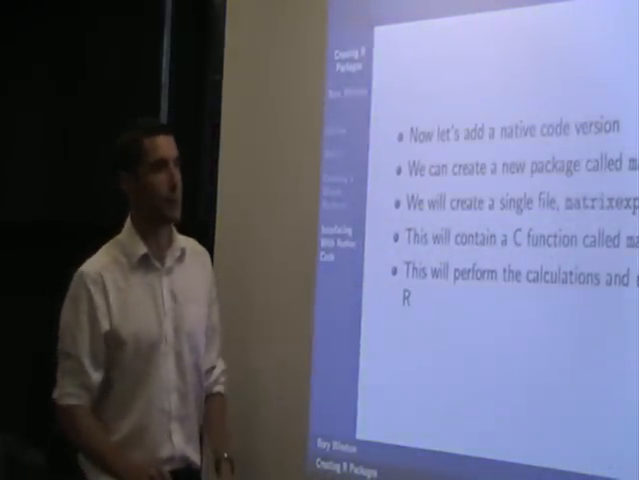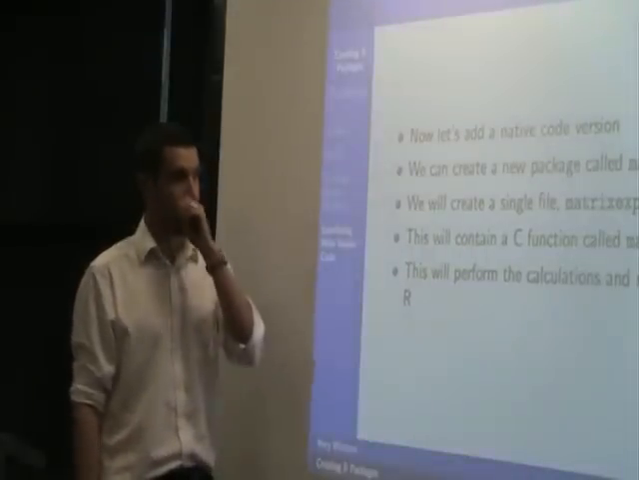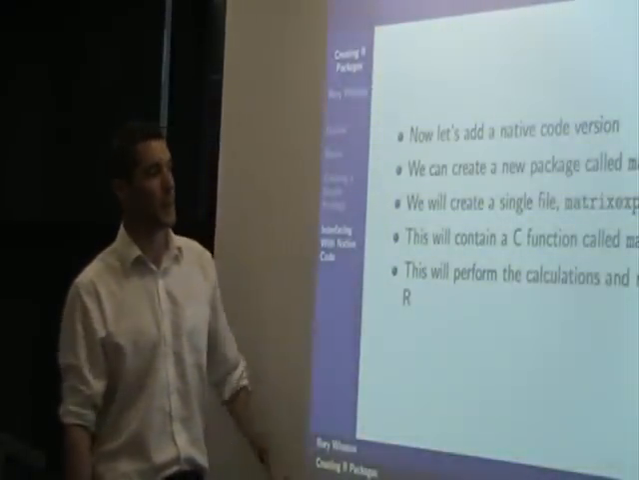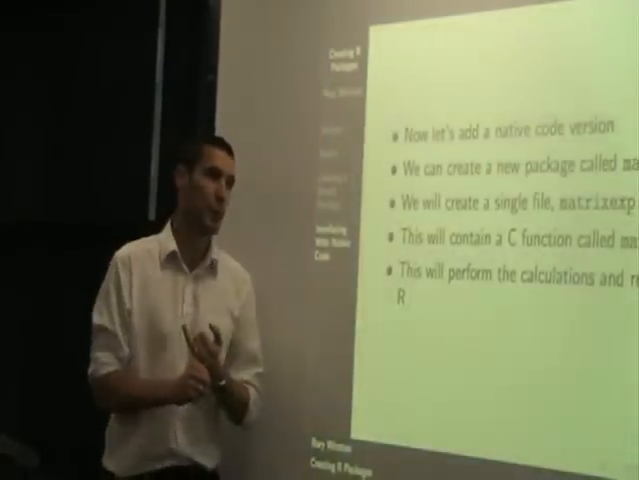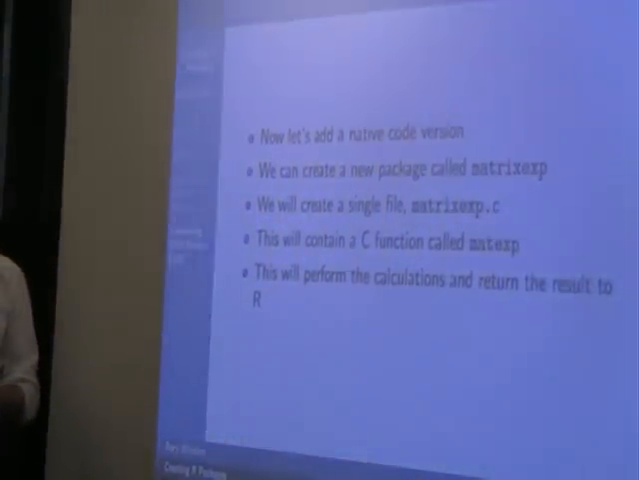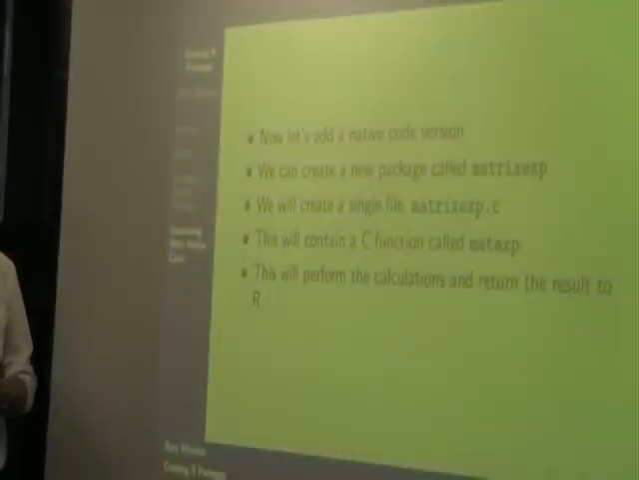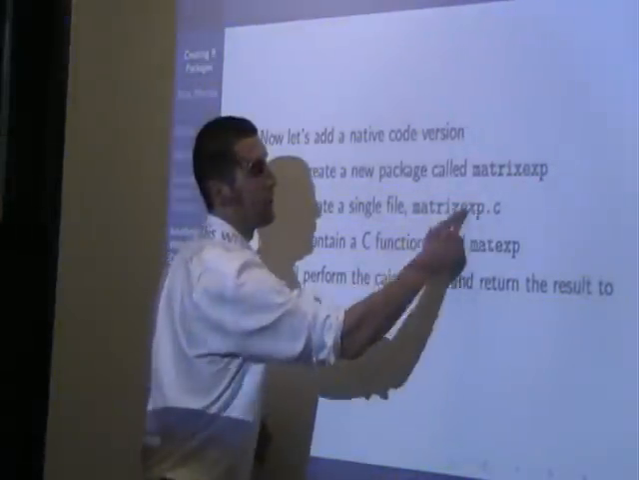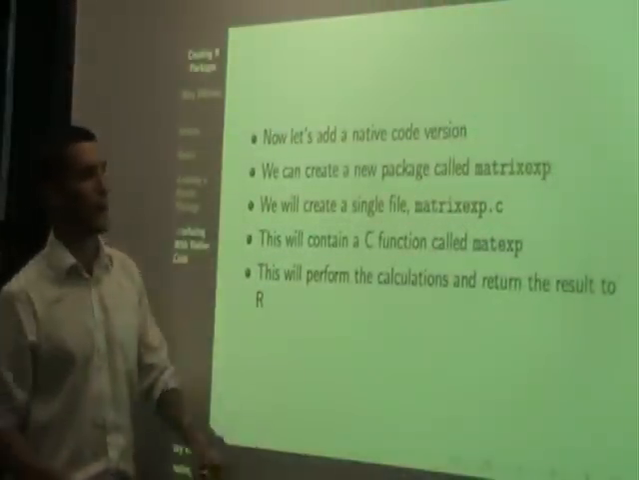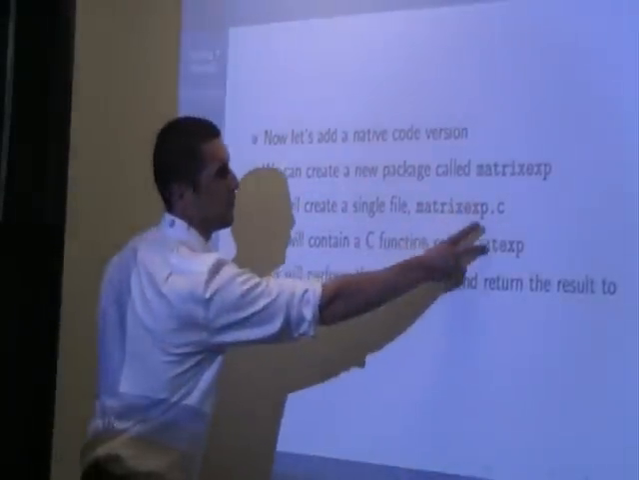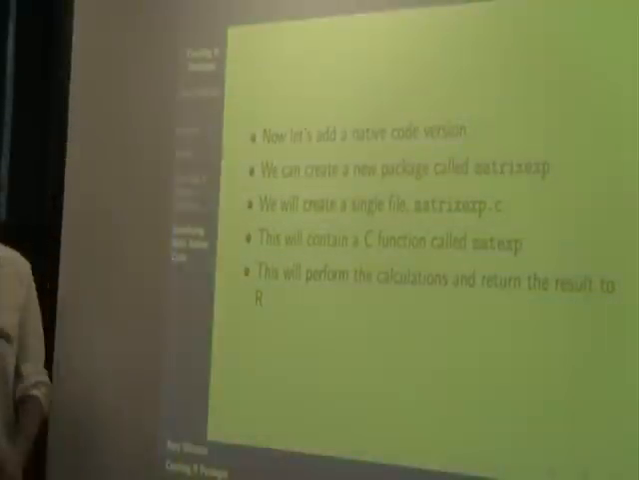I'm going to create a new package for this, as distinct from the Lotto package. I'm just going to use this package to demonstrate the native code. This package will only contain two things, basically. It's going to contain a native code C file, which contains all my calculations, and it's going to contain a simple R file, which I'll show you, which is just a bridge between C and R.